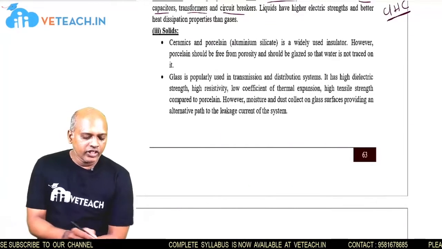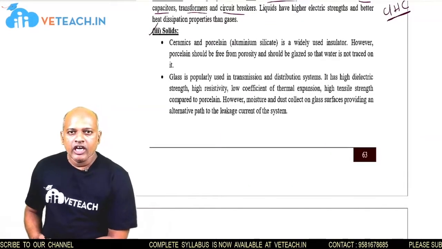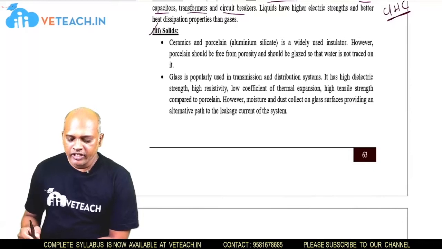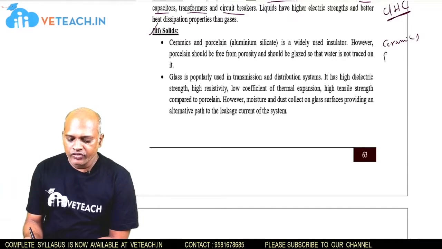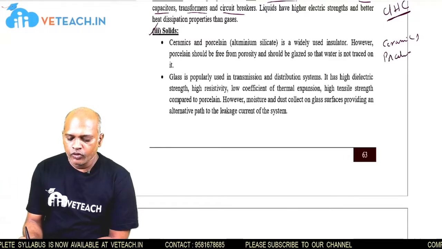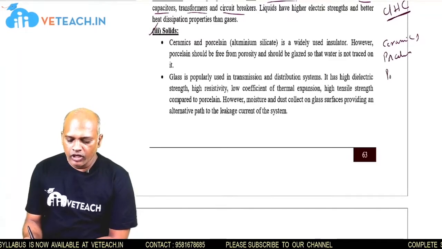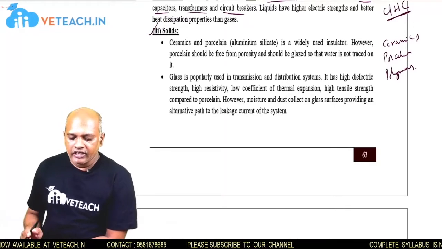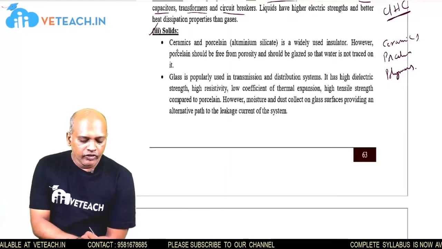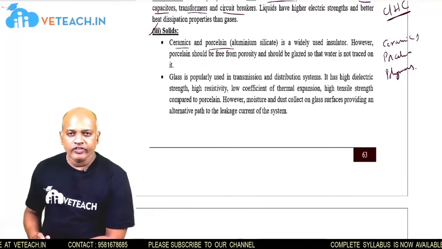Okay. The next one is the solids. The solid materials which act as electrical insulating materials are generally ceramics, porcelain materials, or polymers. These are the best electrical insulating materials. So the first one is ceramics and porcelain.